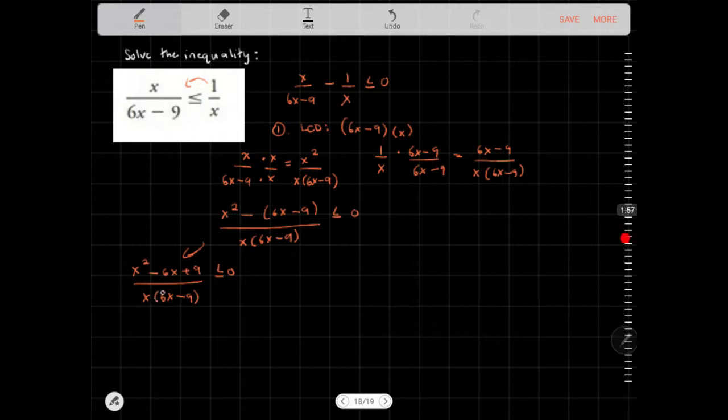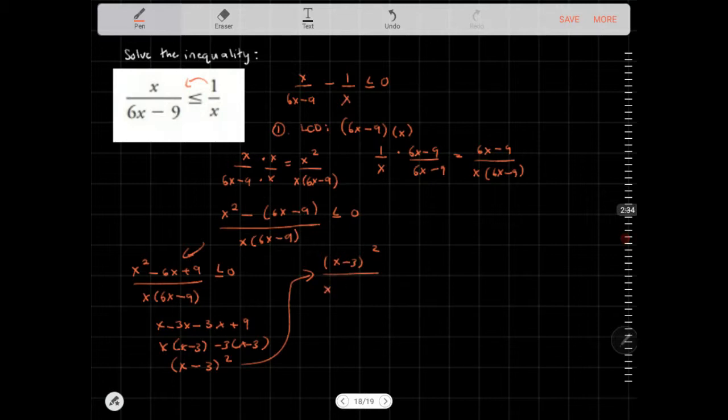The way we're going to factor this, this is actually a perfect square trinomial. If I factor this, two numbers that add up to negative 6 and multiply to positive 9 are negative 3 and negative 3, so you get (x minus 3)(x minus 3). I usually factor quadratic trinomials by the product-sum method, also known as the decomposition method. So you get (x minus 3) squared. Now your rational inequality is (x minus 3) squared over x times 6x minus 9 is less than or equal to 0.